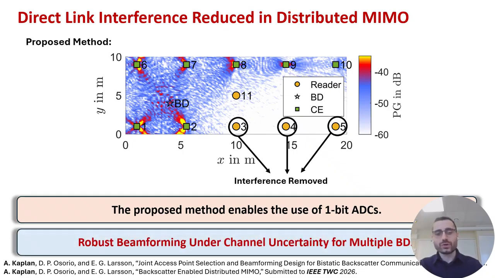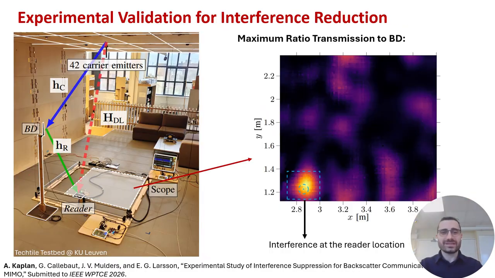In another work, we also propose robust beamforming and access point selection under channel uncertainty. We didn't stop at this point, and we extended our work by experimentally testing our algorithms. Here, carrier emitters focus power to the backscatter device, and the reader receives the reflected signal from the backscatter device.